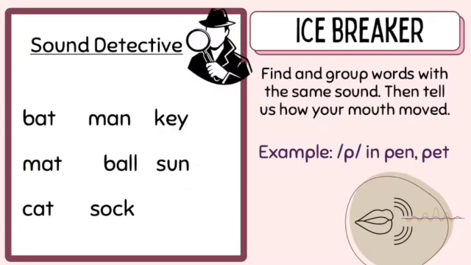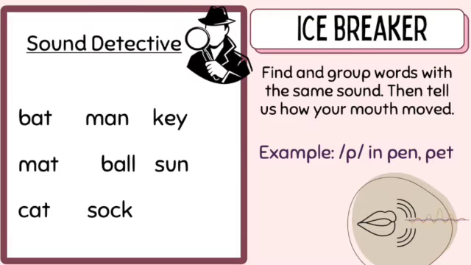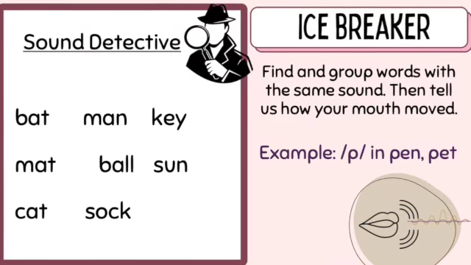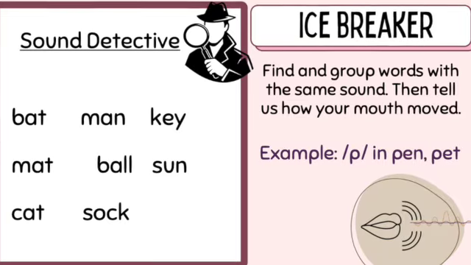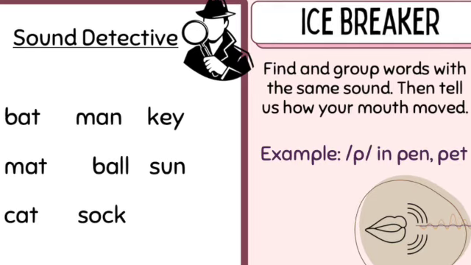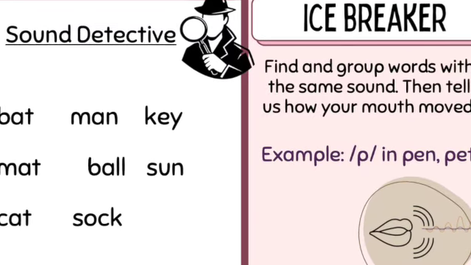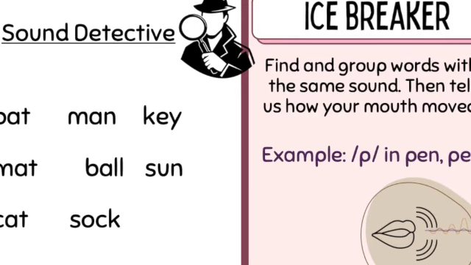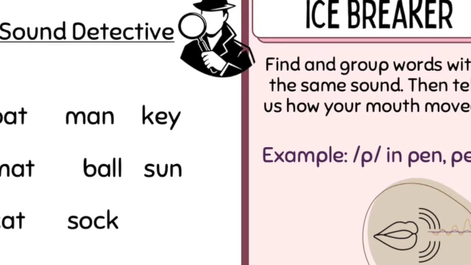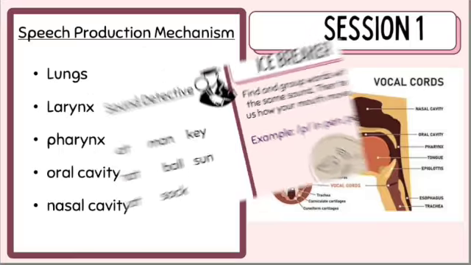For our icebreaker, I want you to read the sounds. Look at the beginning sound of each word, and you are going to pair the two words that have the same beginning sound. So those words are bat, mat, cat, man, ball, sock, key, and sun. Pair the words together, the words that have the same sound.